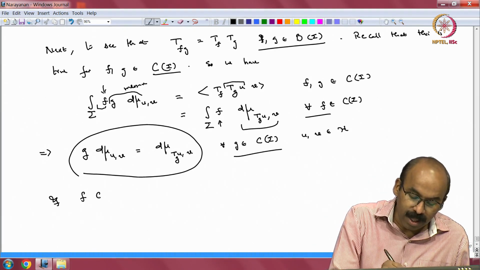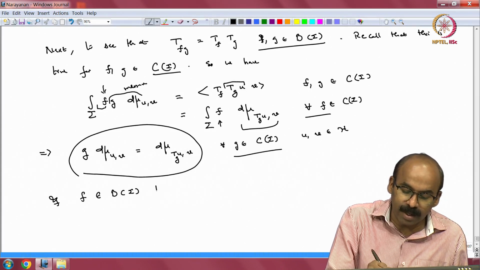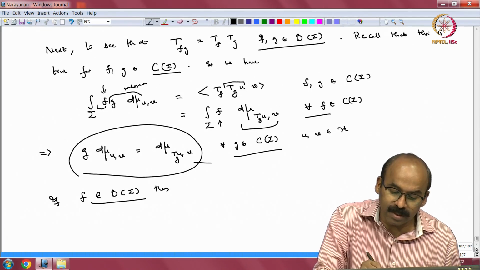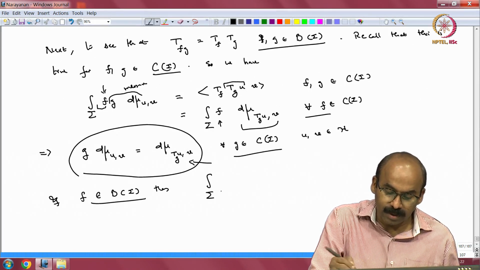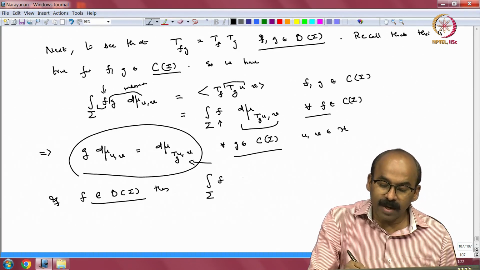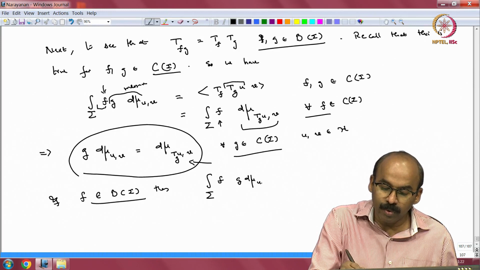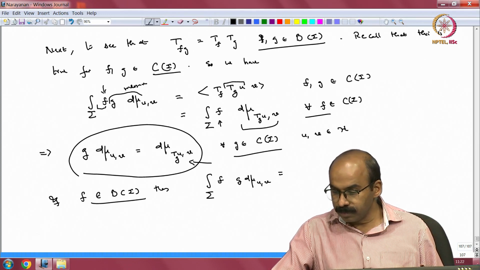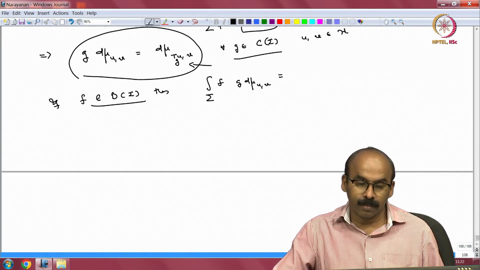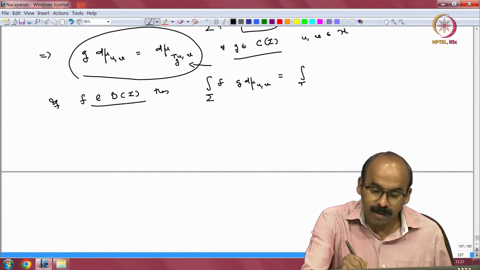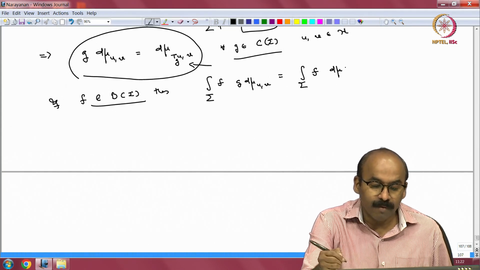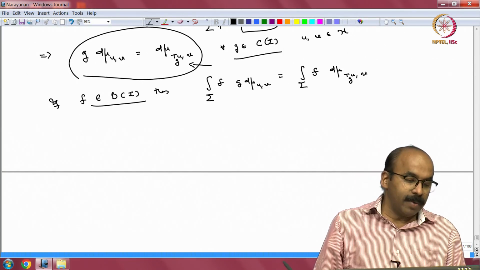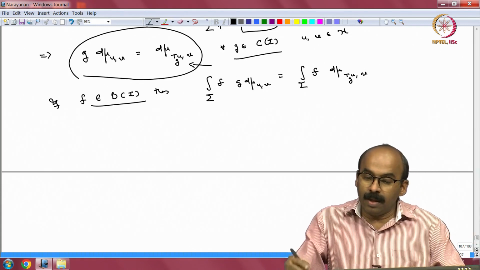So, if f is a bounded function, not a continuous function, then because these two measures are the same, the integral over sigma of f times the left-hand measure, that is g d mu_{u,v}, will have to be equal to the integral over sigma of f d mu, well, on the right-hand side it is T_g u comma v. These two will have to be equal. Okay.